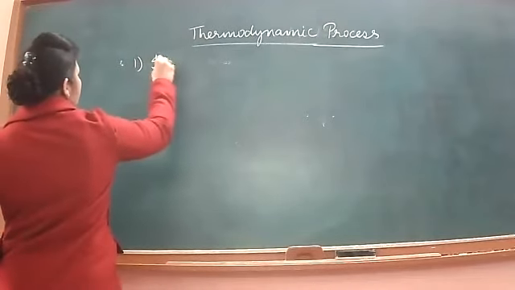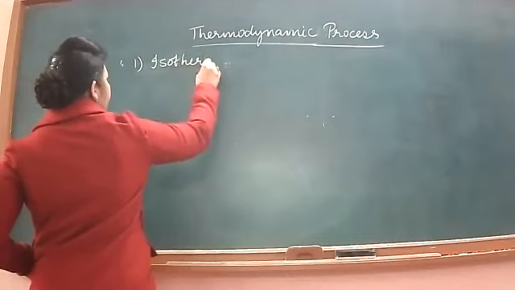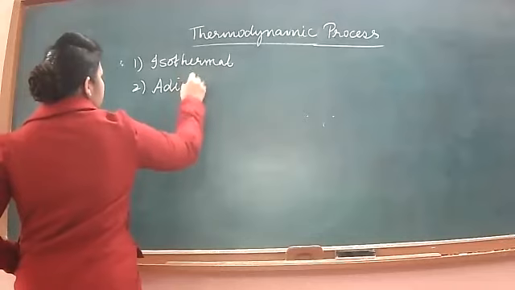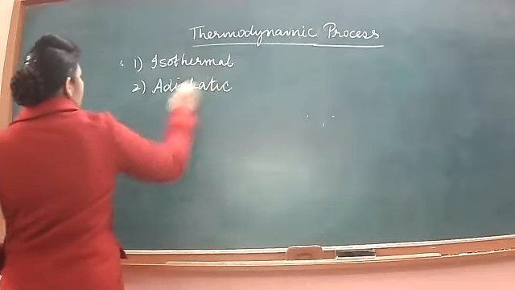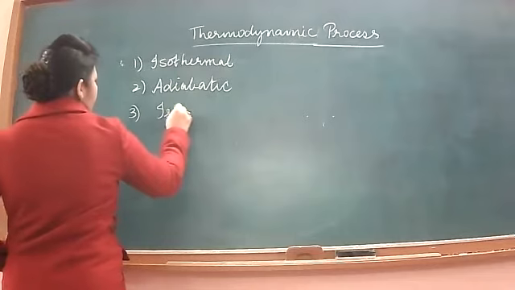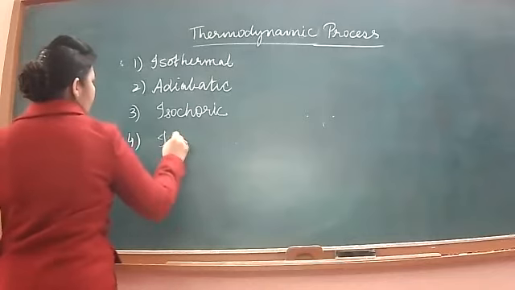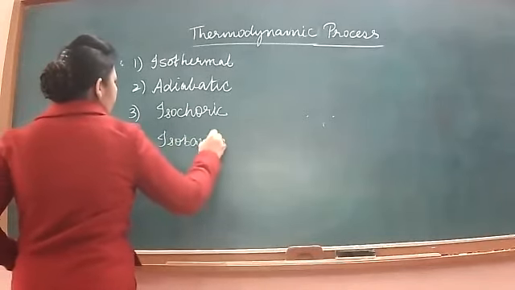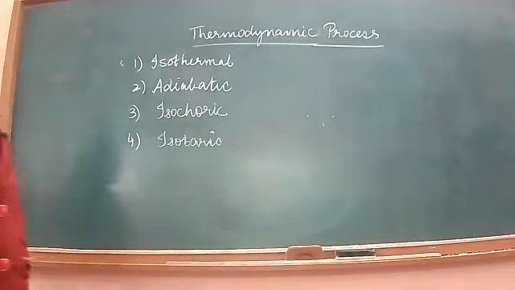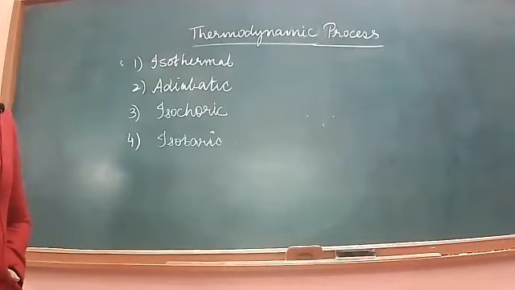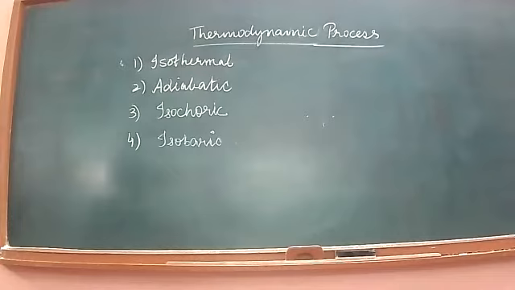First is isothermal process, adiabatic process, isochoric and isobaric. There are 4 types of thermodynamic processes: isothermal process, adiabatic process, isochoric process, and isobaric process. Most important are the first 2.